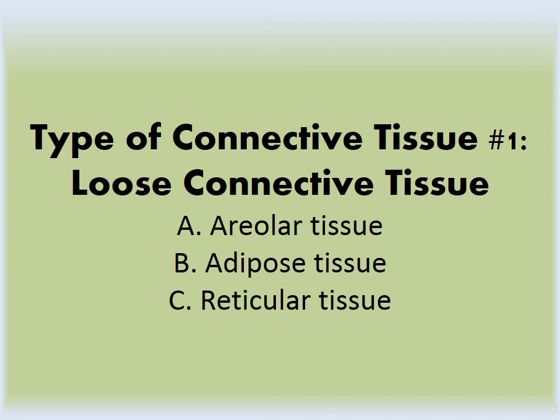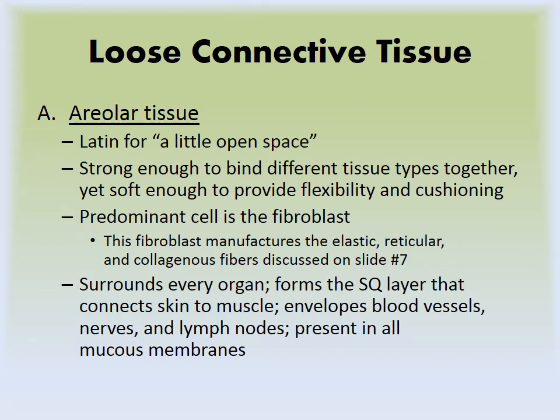The first one that we had mentioned was loose connective tissue, and the loose connective tissue can be areolar, adipose, or reticular. So starting off with areolar loose connective tissue. It's Latin for a little open space. It's strong enough to bind different tissue types together, yet soft enough to provide flexibility and cushioning. The predominant cell is the fibroblast, and this fibroblast manufactures the elastic, reticular, and collagenous fibers discussed on slide number 7. But it's the fibroblast that's going to manufacture all of these.